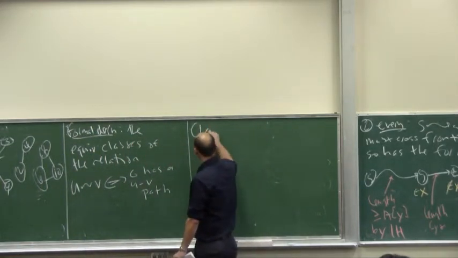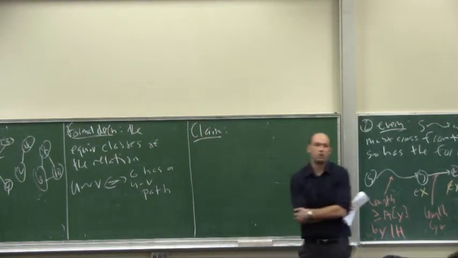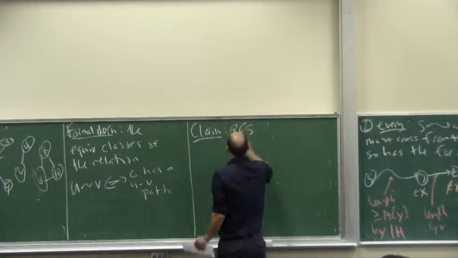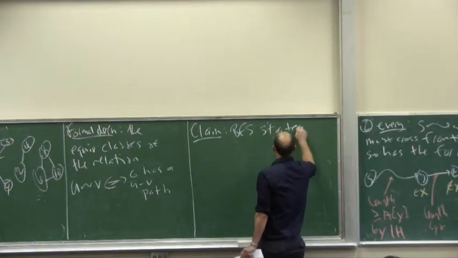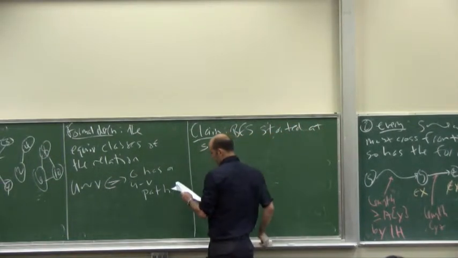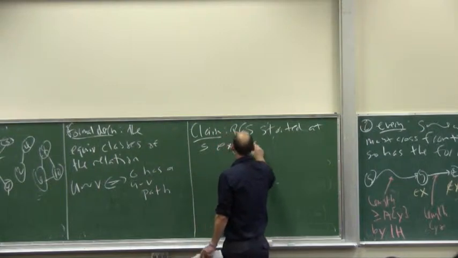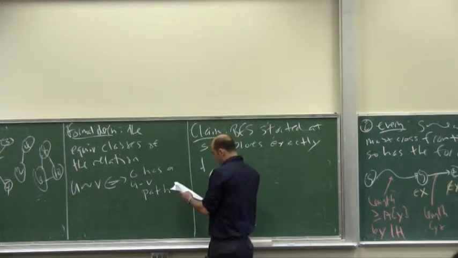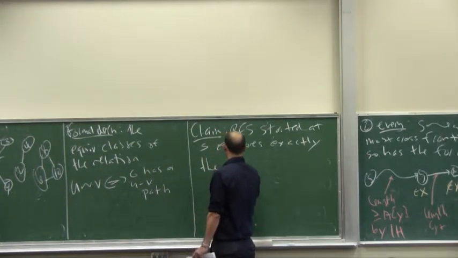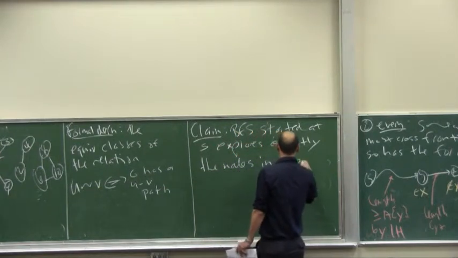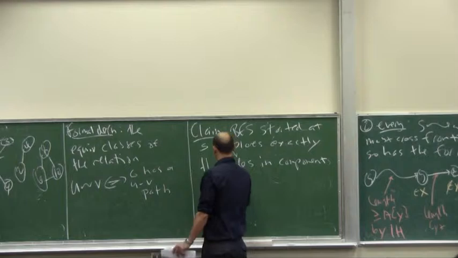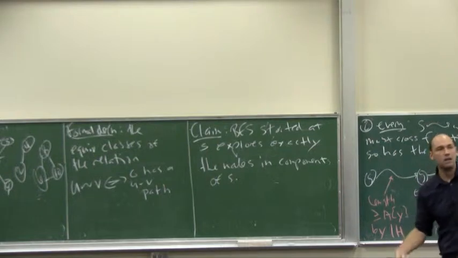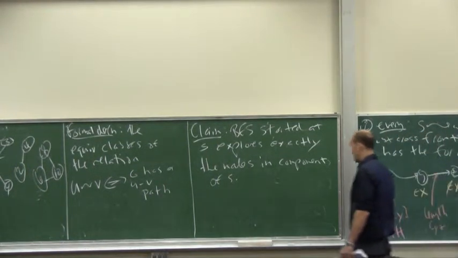So let me connect this notion of components to breadth first search. You can use depth first search also, but let me just use breadth first search. So I claim that BFS started at a node S explores exactly the nodes in the component of S. Okay, so if you started at node number 1 in that graph, BFS will hit nodes 1, 3, 5, 7, and 9, nothing more, nothing less. Okay?